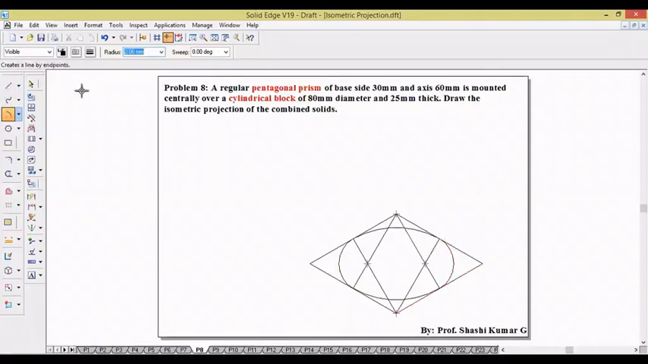Now, the thickness of the cylinder block is given as 25 mm. Let us take an axis line from the center of the box. This is the center of the box, 25 mm thick, 25 mm at 90 degrees. So this is the top center of the cylinder.